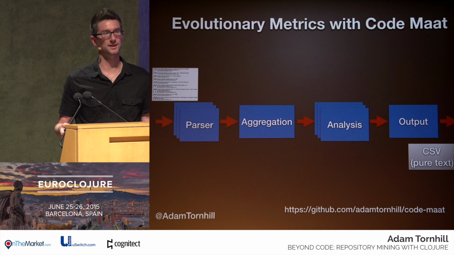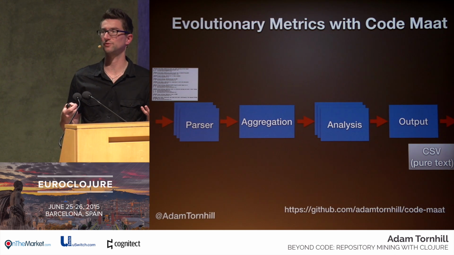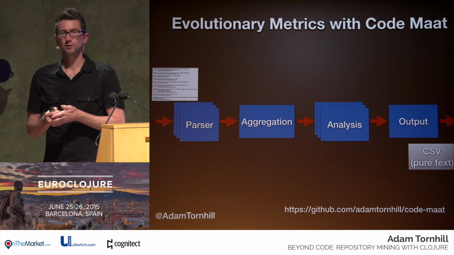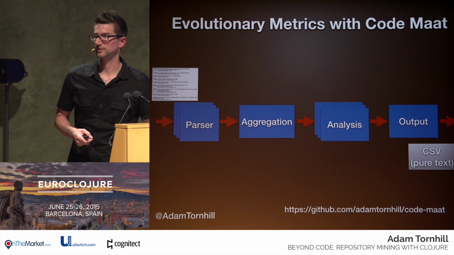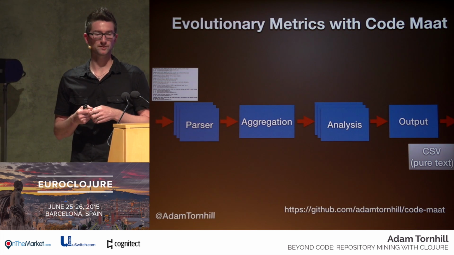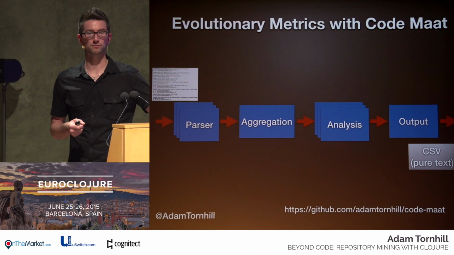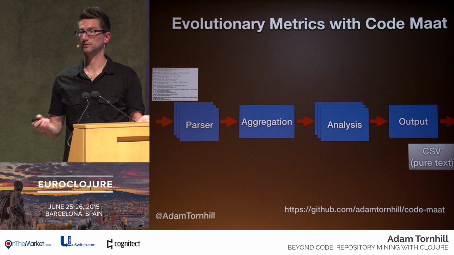And CodeMaat today supports, I think, 16 or 17 different analyses. And the result from that flows into the output module, and that's a really simple piece of code. We either just dump the thing to standard out so we can pipe it to another program or print it to a file.